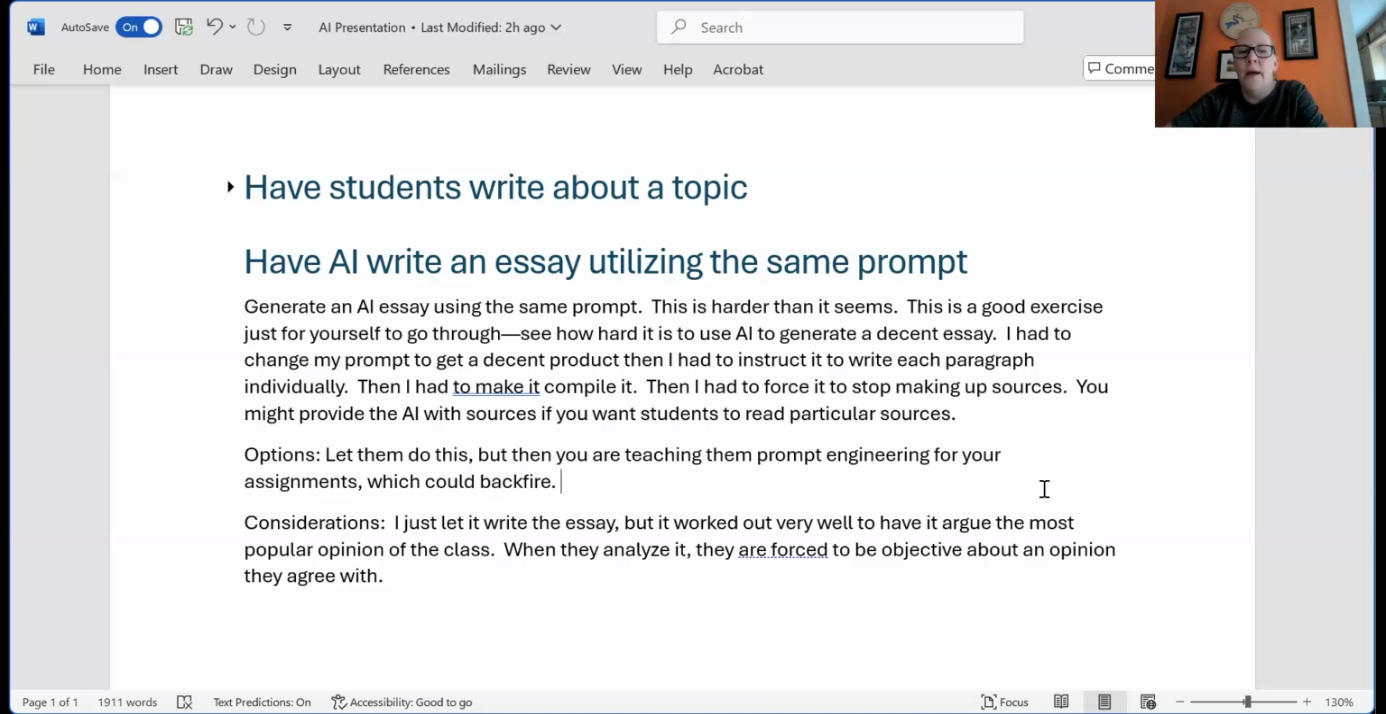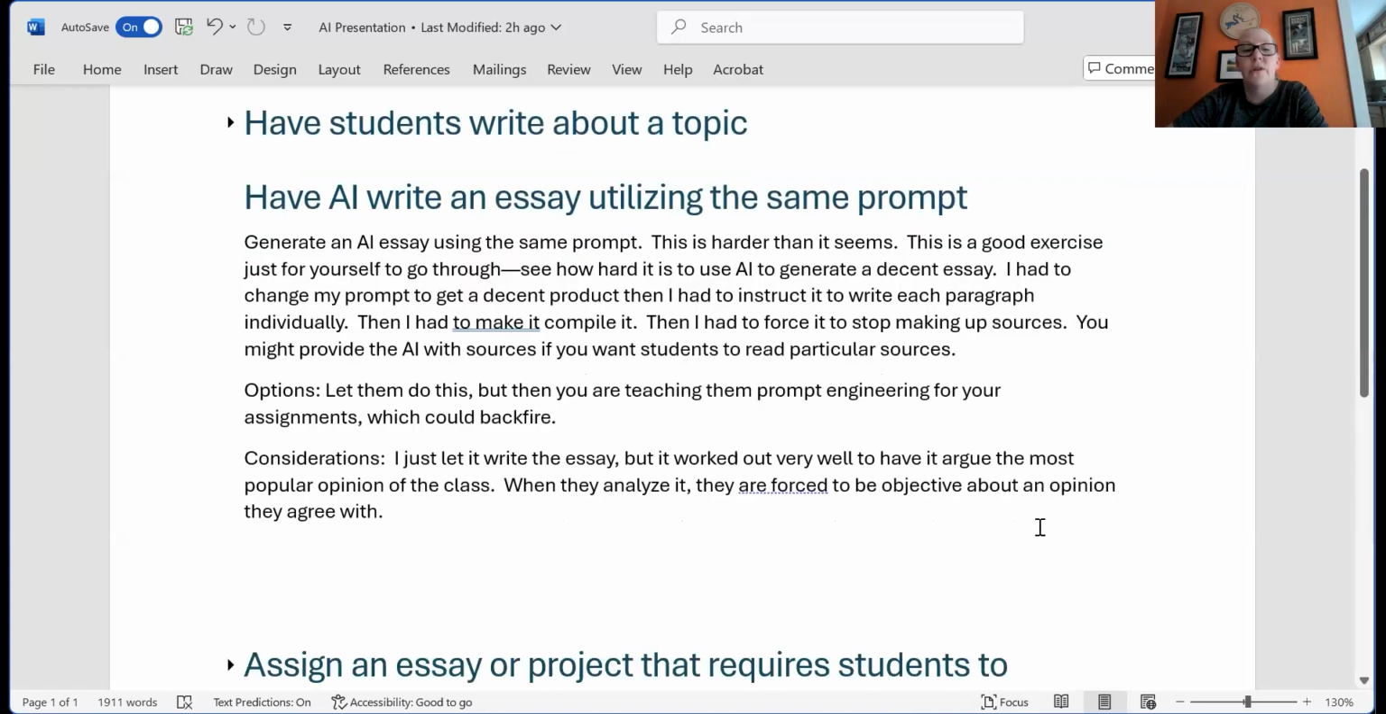So you could do that if you wanted them to learn how difficult it is, but then you're teaching them how to do the difficult thing better instead of how to do their own writing better. So I would advocate for just generating one yourself. But it is really interesting to do that exercise and see if you can get it to produce your essay for you. It's good at short things, but it's not great at long things.